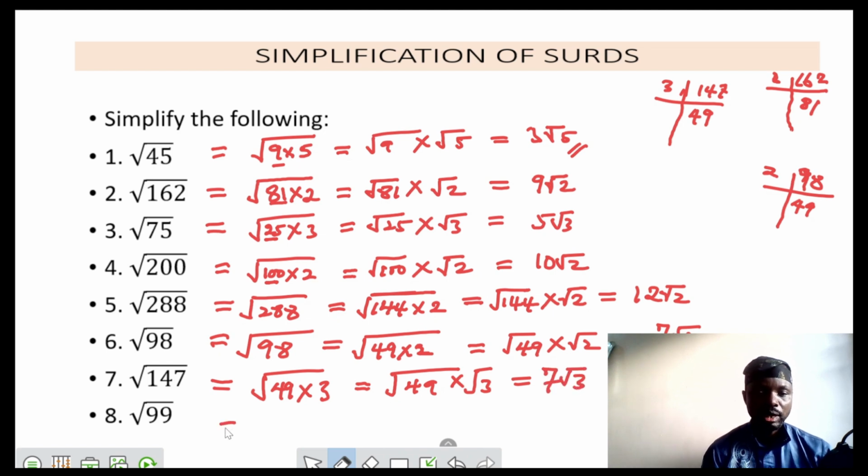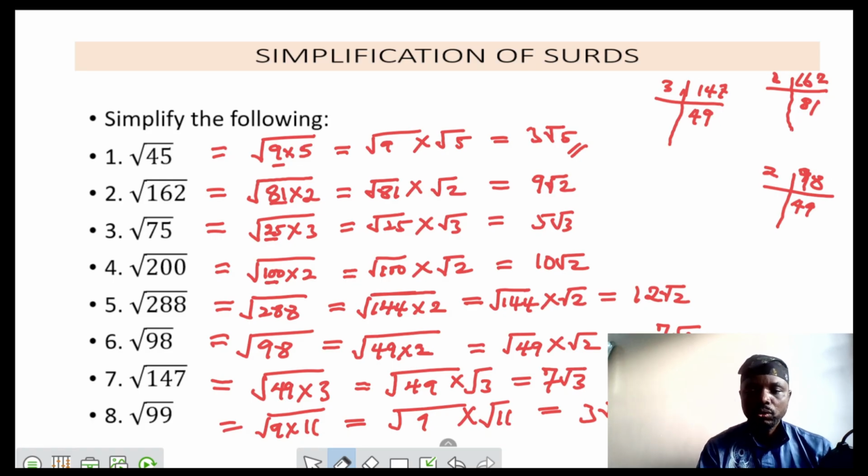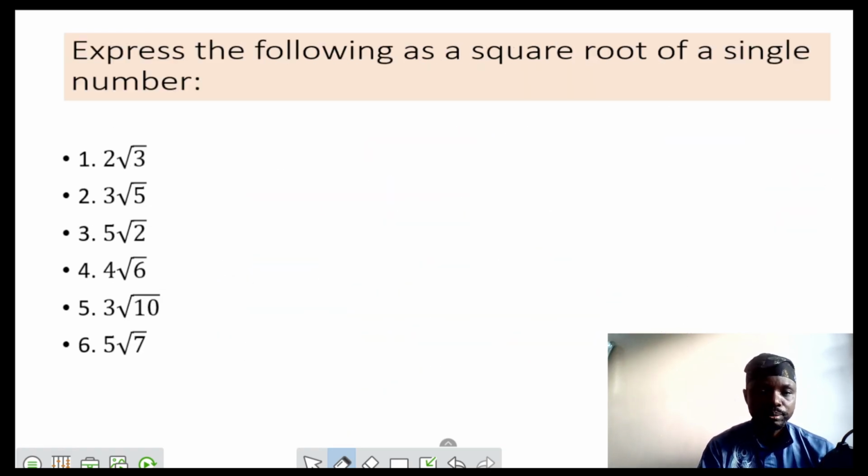Also on. So the last one is root 99. Root 99 is the same thing as 9 times 11, right? So that one is easy. So this is root 9 times root 11, and root 9 is 3, and root 11 is a prime number. So this is how you simplify a surd.